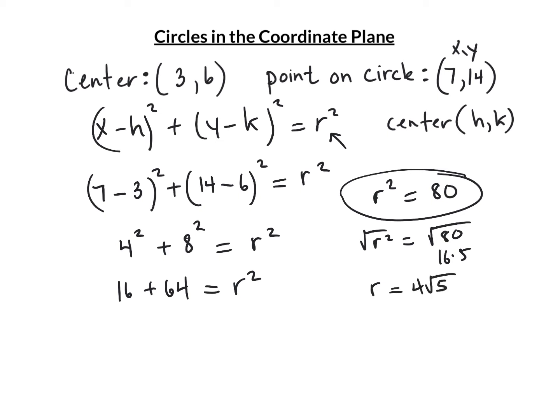But if they just asked for the equation, you would say the equation is x minus h, which is 3, that's the x of the center of the circle, plus y minus k, y minus 6, the center of the circle again, the y, equals r squared, and I know r squared is 80.